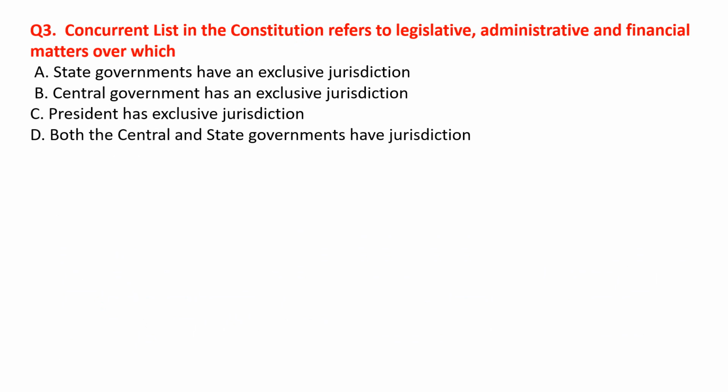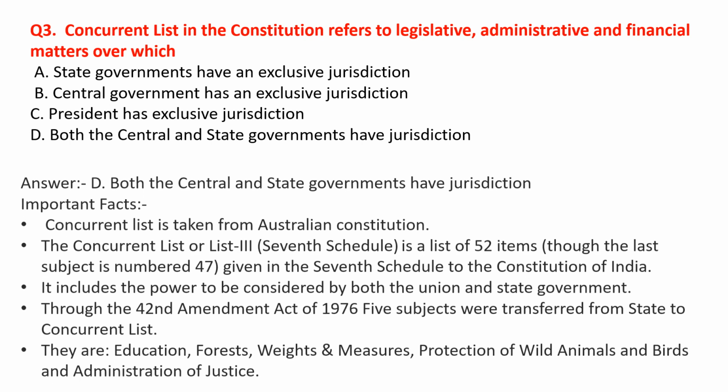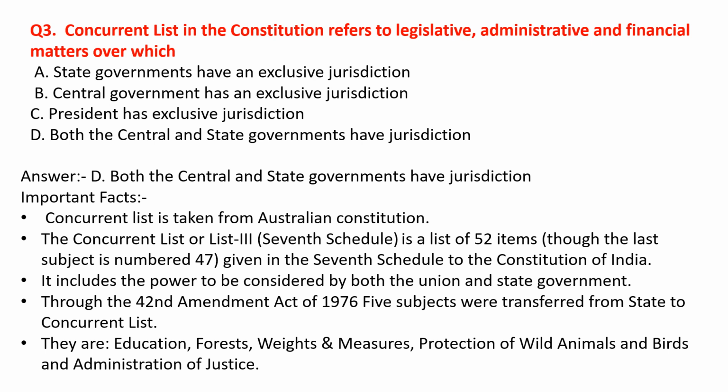The concurrent list in the Constitution refers to legislative, administrative and financial matters related to the Parliament as well as the state legislative assemblies. So the correct option for this question is option D. Both the central and state governments have jurisdiction. There are three lists in the Indian Constitution for lawmaking. First is the Union List. For the Union List, the Parliament makes the laws. Second is the State List. For the State List, the state legislative assemblies make the laws. Third is the Concurrent List. For the Concurrent List, both the Central Parliament as well as the state legislative assemblies have jurisdiction to make the laws.